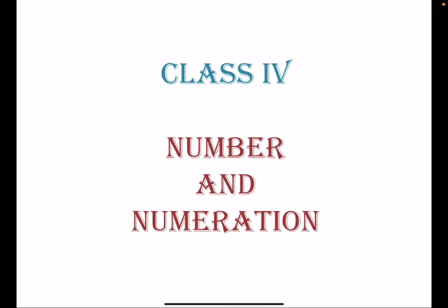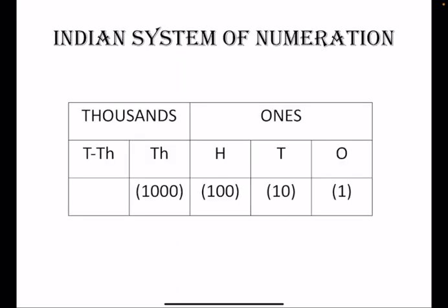Class 4. Today's topic is number and numeration. Now you can see here the Indian system of numeration. In this we will study about only two periods, ones and thousands. Ones have three places: ones, tens, hundreds, and thousands have two places: thousands, 10,000s. Just now we will revise only 4-digit numbers.